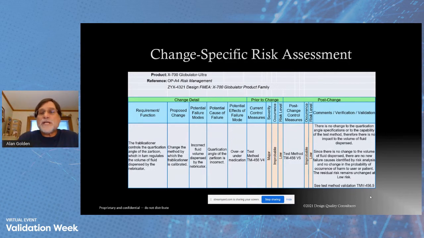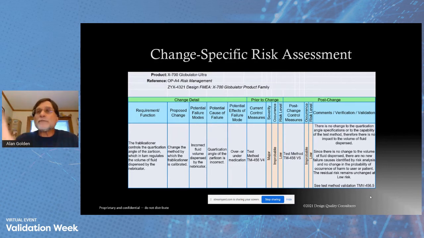So what's my post-change control measure? Now you'll notice that it's the same test method, but I versioned it up. Okay, so I've done something to my test method. The severity is going to be the same. So I still have an occurrence level of improbable. I still have a risk level of low in this example.